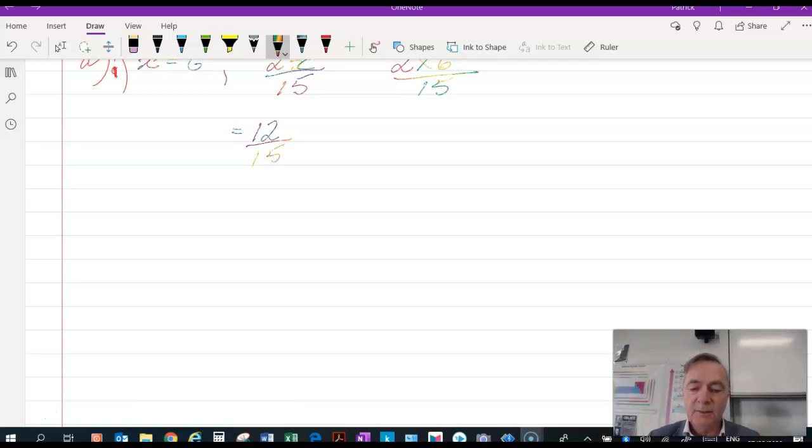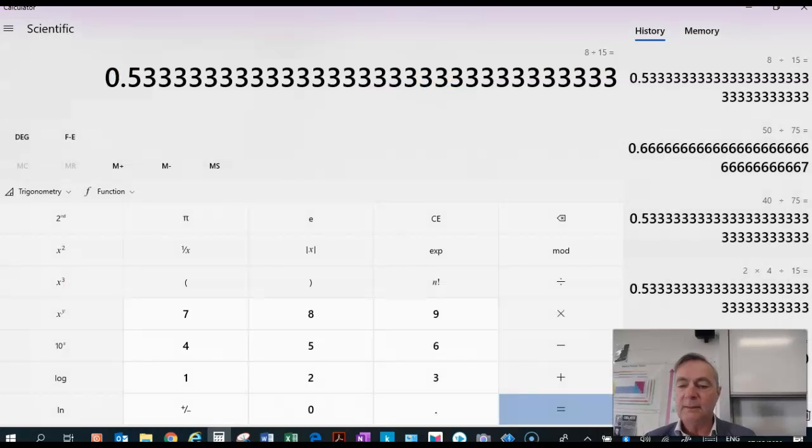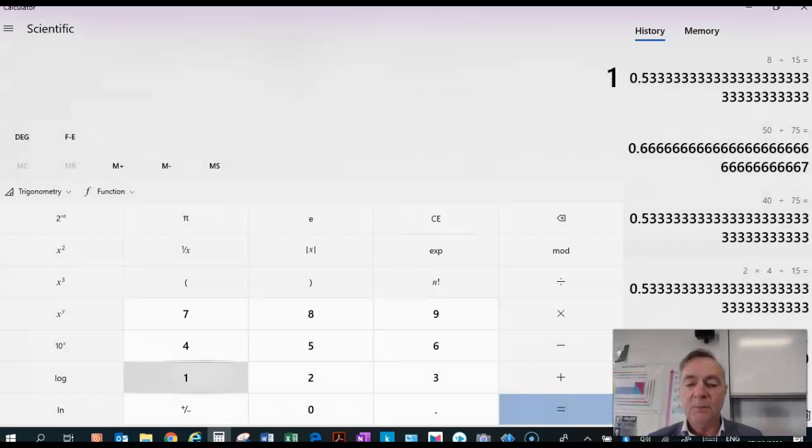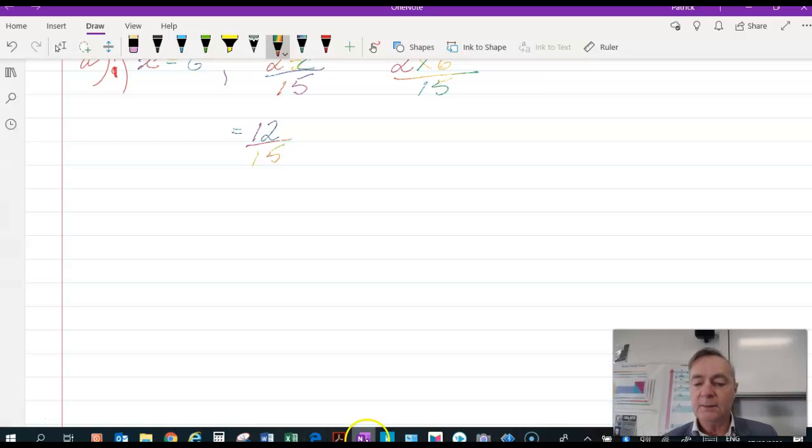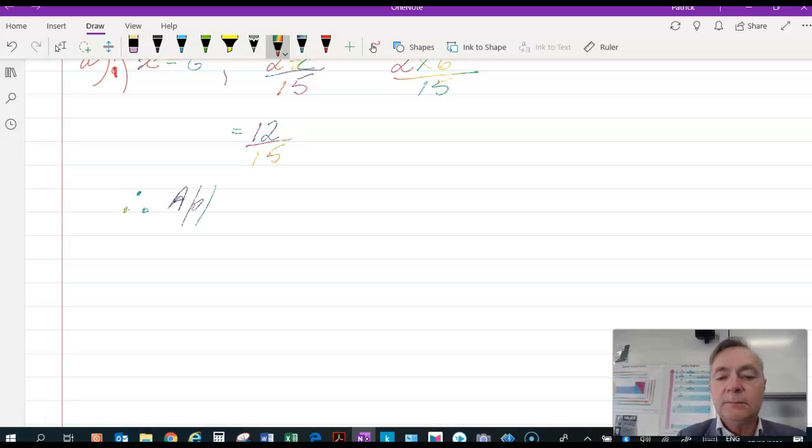So let's go back to our trusty little calculator. We'll clear that. We'll go 12 divided by 15. Equals 0.8, which is 80 cents. So let's go back. Therefore, each apple equals $0.80 each.